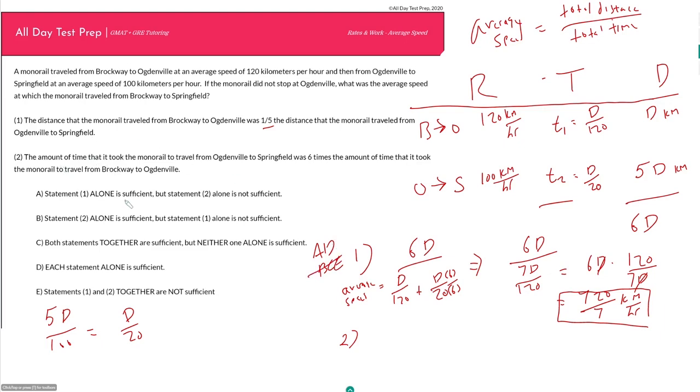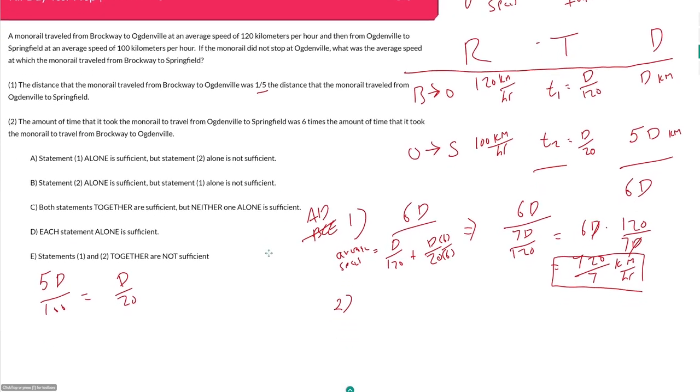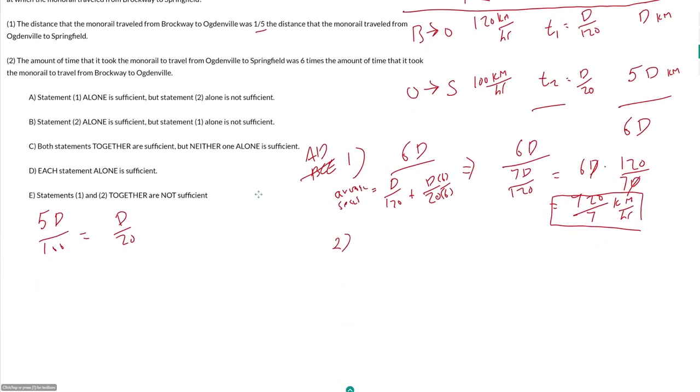Statement 2 says the amount of time that it took the monorail to travel from Ogdenville to Springfield was 6 times the amount of time that it took the monorail to travel from Brockway to Ogdenville. So in this case, they're giving me information about the time, not the distance. The rates are the same, 120 and 100 kilometers per hour. If I say this time is t, then this time is 6t. Instead of getting everything in terms of d, let's get everything in terms of t. Then instead of the d canceling out, we'll have a t cancel out.